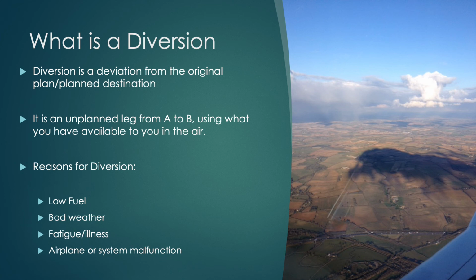Possibly bad weather, so maybe the weather wasn't quite what we expected, so we want to divert. Fatigue or illness, so maybe the pilot or even the passengers become unwell, so it's better to land as soon as possible rather than pressing on. Or maybe there's an aircraft or system malfunction, so maybe a system on the plane's not working or something like that. So we're trying to be as safe as possible, and the kind of reason we have to divert will dictate the severity of it, or how quickly we actually need to divert. But we'll look at that slightly later on.